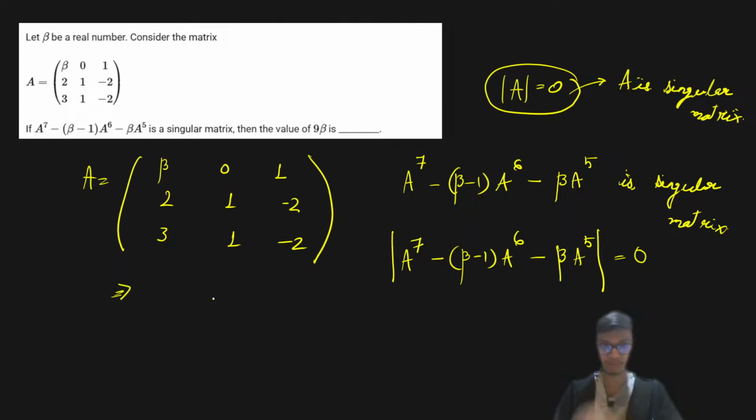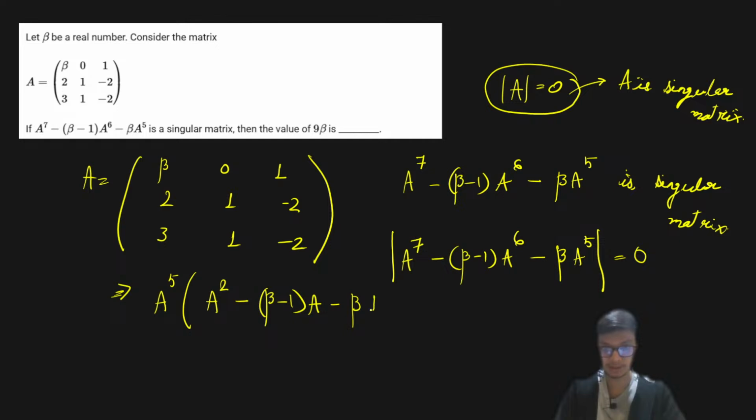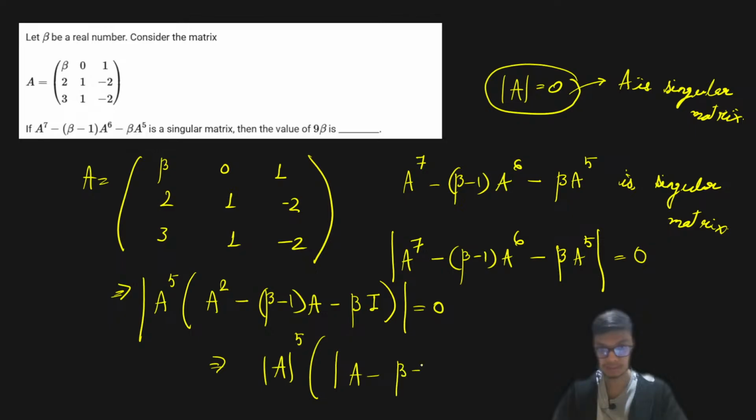If you simplify this expression, let us take A^5 as common. Then it is going to be A^5 times (A^2 - (β - 1)A - βI), and the determinant of this is equal to 0. This can be simplified further as the determinant of A^5 times the determinant of (A^2 - (β - 1)A - βI).